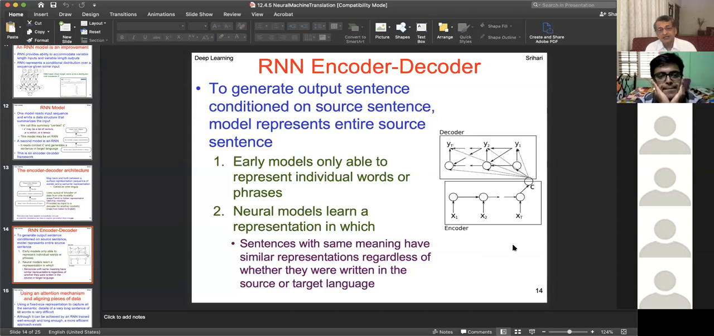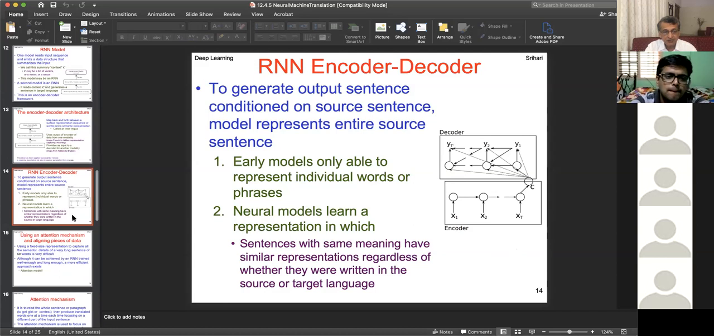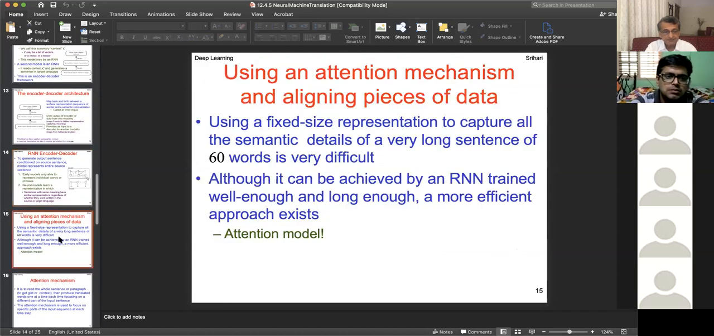But the important point here is the context is modeled by C. So the RNN encoder decoder, to generate the output sentence conditional on the source sentence, represents the entire source sentence. The context and the input word are taken into account when generating output words. Early models were able to represent individual words or phrases, and neural models learn a representation in which sentences with the same meaning have similar representations regardless of whether they were written in the source or target language. We're going to spend more time distinguishing these when we deal with attention models and encoder decoder models. Let's first look at encoder decoder sequence.